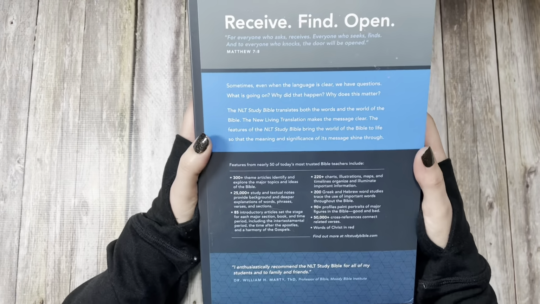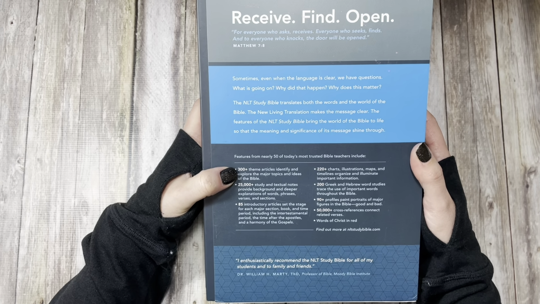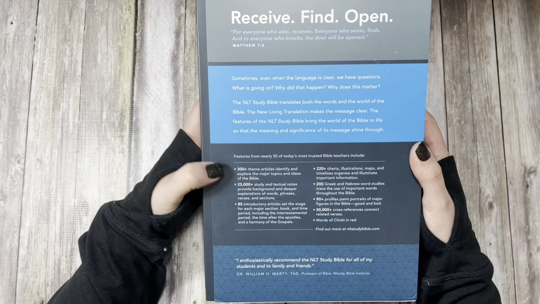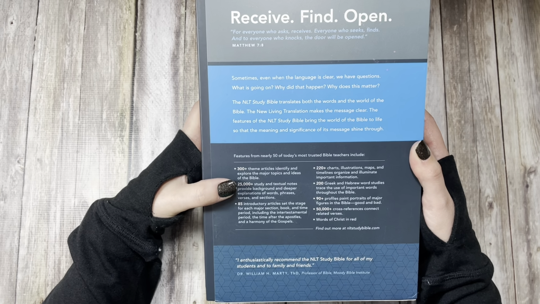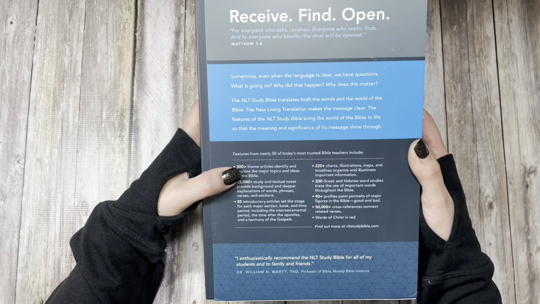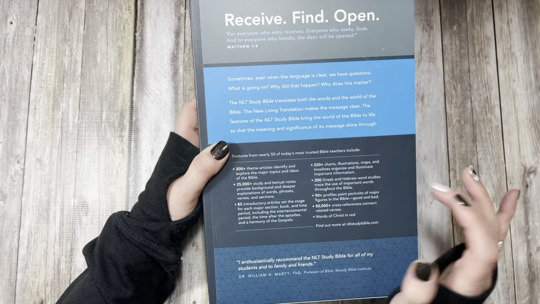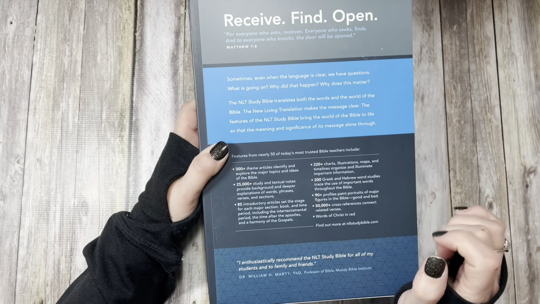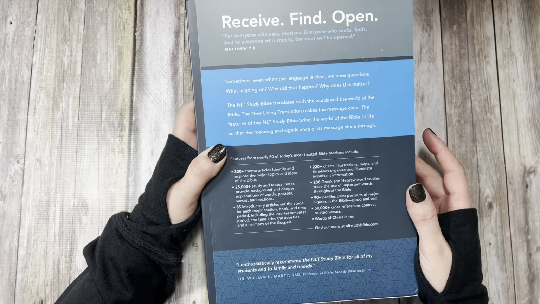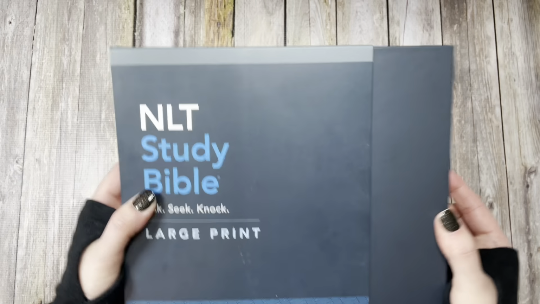Let's see a little bit about it. It has 300-plus theme articles to identify and explore the major topics and ideas, 25,000 study and text notes, 85 articles that set the stage for each major section, book, and time period. It has charts, 200 Greek and Hebrew word studies, 90 profiles and paint portraits of major figures, and words of Christ are in red.